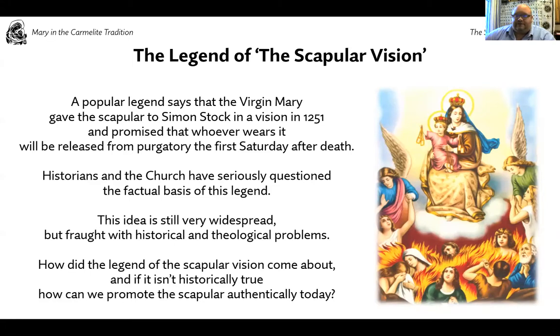Now, historians and the official church have seriously questioned the factual basis of this popular legend, but the idea is still very widespread and fraught with historical and theological problems. So how did the legend of the scapular vision come about? And if it isn't historically true, and I'll leave it up to you to decide if you think it's true or not, how can we promote the scapular authentically and meaningfully today? So what are the facts?